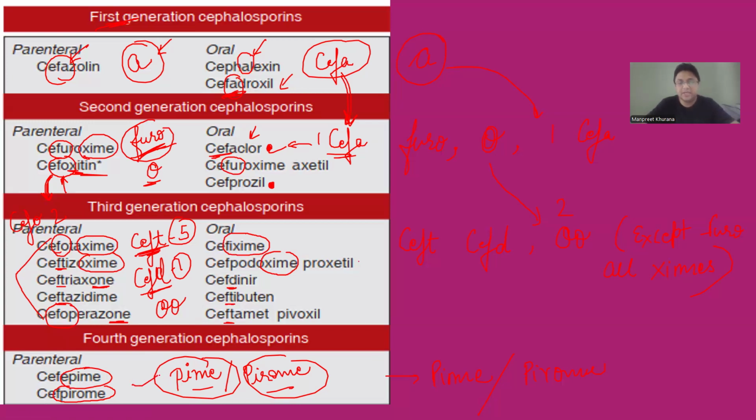The fourth generation is pime or pirome. These pime and pirome are nowhere else, right? So we can say cefepime and cefpirome are fourth generation cephalosporins.